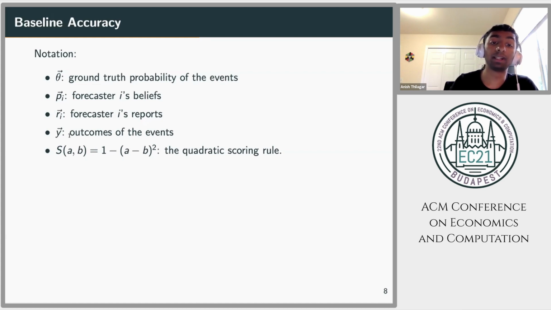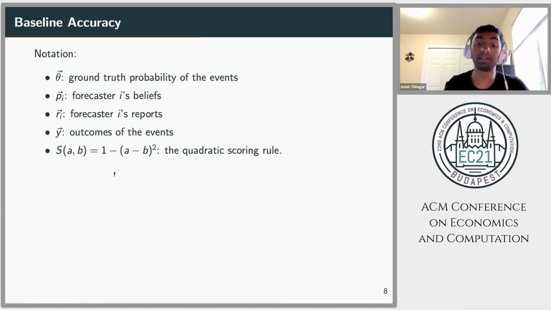And finally, when we realize the outcomes, we get a vector y. So this is going to be some vector of binary outcomes drawn from theta, which is the true probability of the events. And then we have a scoring rule. In our paper, we use the quadratic scoring rule. The exact form doesn't matter, but what does matter is that as A and B get closer together, this will approach 1. And as A and B get further apart, it will approach 0.